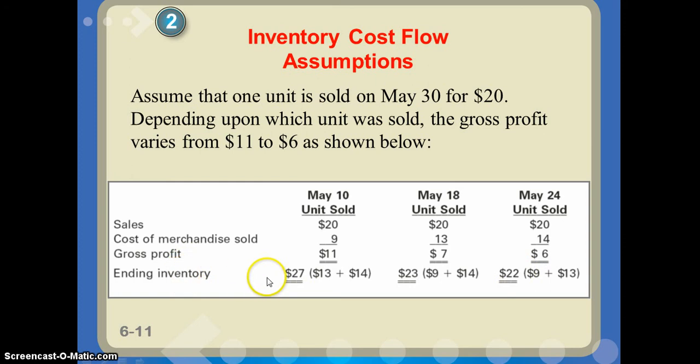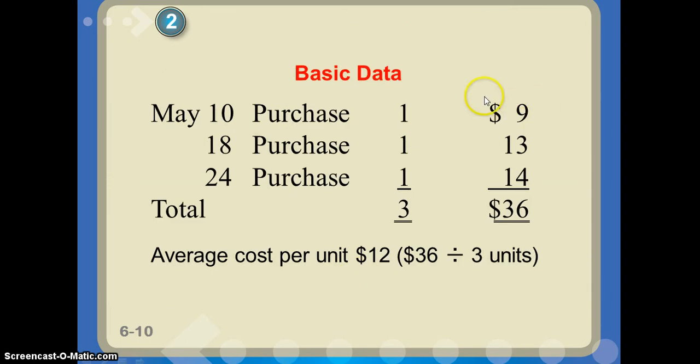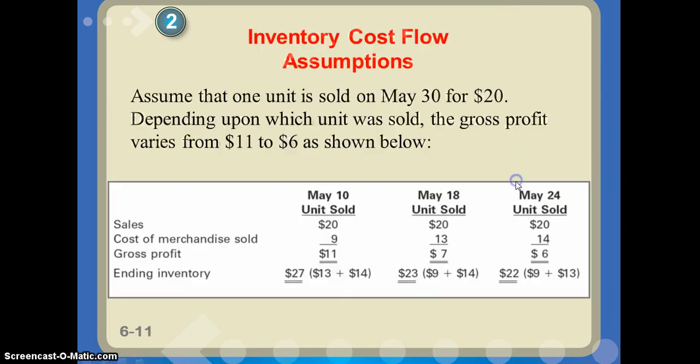Then our ending inventory is what's left. We sold the one for $9, so we have the one for $13 and the one for $14 left. For the May 18th, if we sell the unit that was for $13, we have the $9 and $14 one left. And finally, if we sold the $14, we have the $9 and $13 one left. So our ending inventory would be valued at $27 using this method. Our inventory would be valued at $23 using this method, and at $22 using this method.